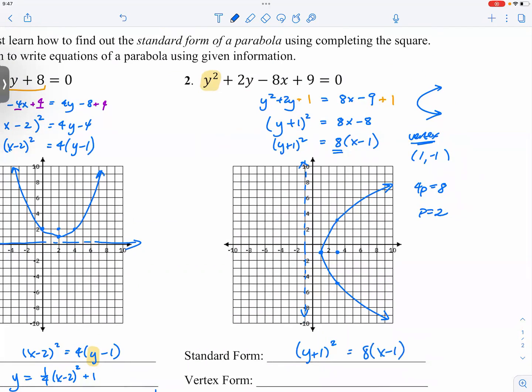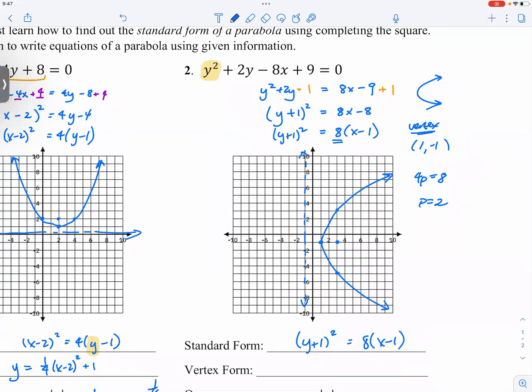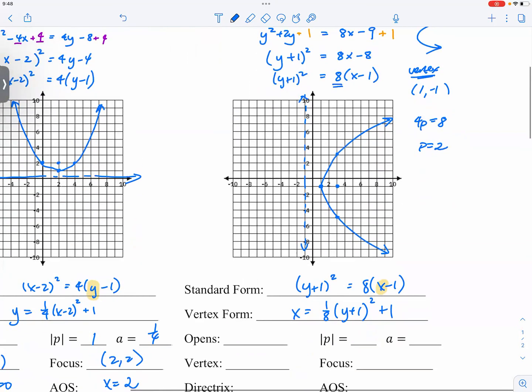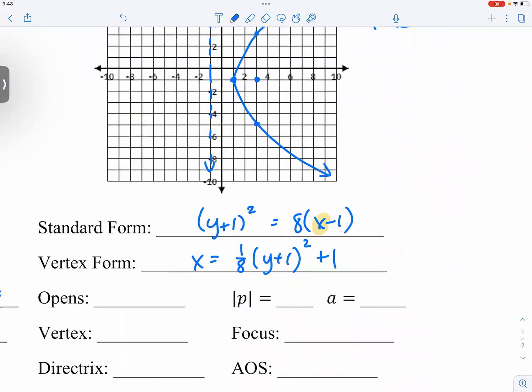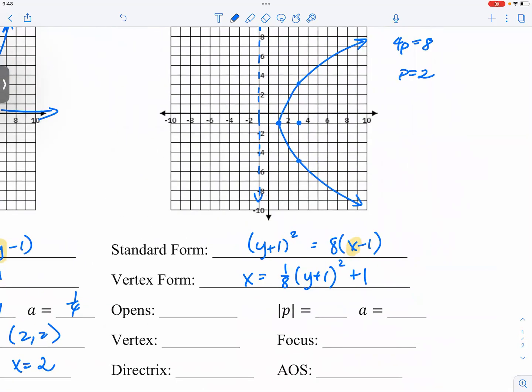And then the vertex form, it's going to be solving for the one that's not squared. So we're going to solve for x. Okay, we'll solve for x. So x is equal to 1 over 8, y plus 1 squared, and then plus 1. Okay, you divide by 8, so that's why you get 1 over 8, and you get a plus 1 at the end because you have to remove the minus 1 next to the x. And then you can go ahead and fill out the rest of the information.